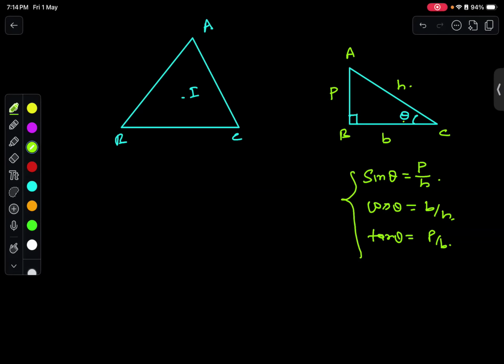See, if I join this B to I and from this I drop the perpendicular, this length is r, the radius, and BI, I don't know about this, but we know about this length. We have already found this s minus b, and let this angle be B by 2. So can I write tan of B by 2 is equal to r upon s minus b? With the angle and radius r, semi-perimeter, and b, we are getting a beautiful formula.